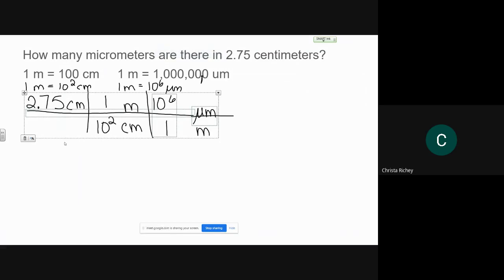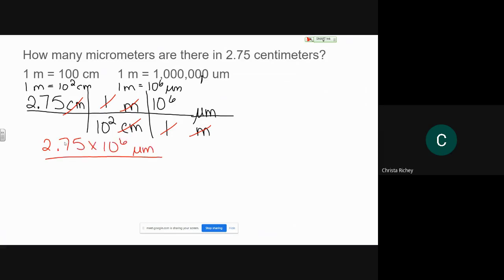So how are you going to solve this? We have no more centimeters. We have no more meters. Well, now we got top and bottom. You multiply the first two, then divide it. So 2.75 times 10 to the 6th. Micrometer stays up, divided by 10 to the 2nd. Like that. So what's the number in the center of the 10 to the power of 6? What's the actual number? A million. It's 6 zeros. When I was filling this in, I left off the place.